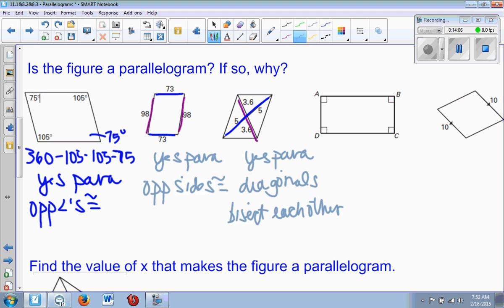In the next one, all you're told is that you have 4 right angles. So noticing angle A and angle C are opposite and congruent. Angle D and angle B are opposite and congruent. So I have opposite angles congruent, which means that yes, this is a parallelogram.